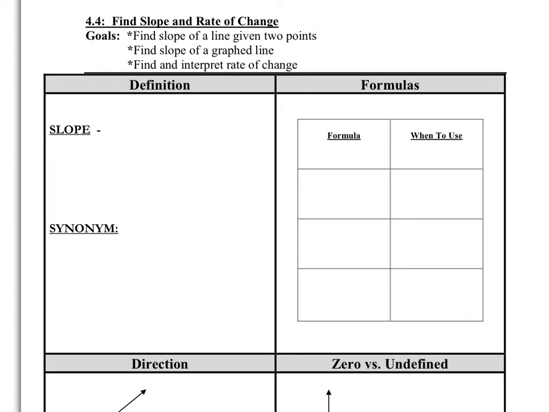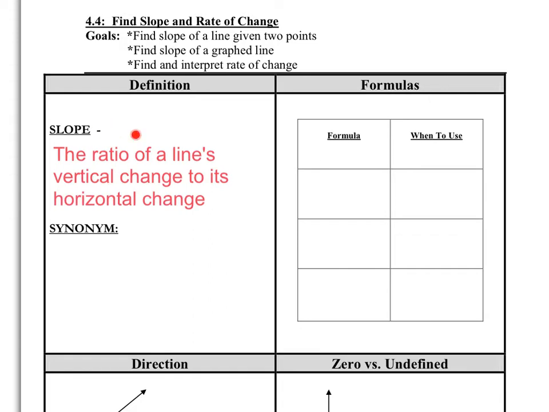The first thing that you need to know about slope is that it's the ratio of a line's vertical change to its horizontal change. So as soon as you hear that it's a ratio, understand that slope will most often be expressed as a fraction. A synonym for slope is steepness. So slope will tell you how steep a line is, but slope will also tell you the direction of a line.